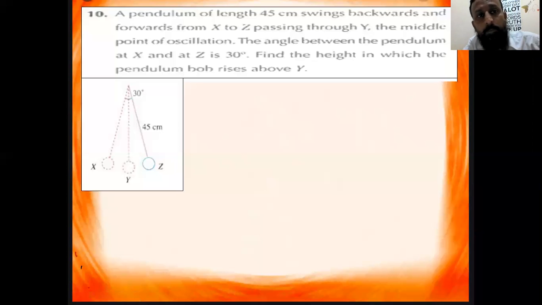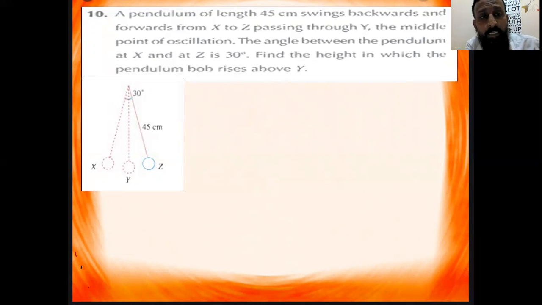So dear students, this is question number 10. A pendulum of length 45 centimeters swings backward and forward from x to z, passing through y. What is y? The middle point of oscillation. The angle between the pendulum at x and z is 30 degrees. Find the height in which the pendulum bob rises above y.